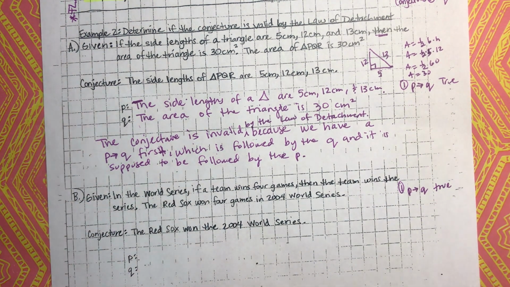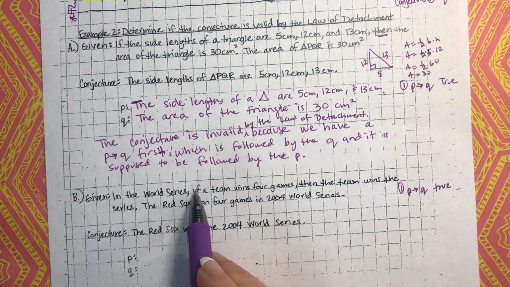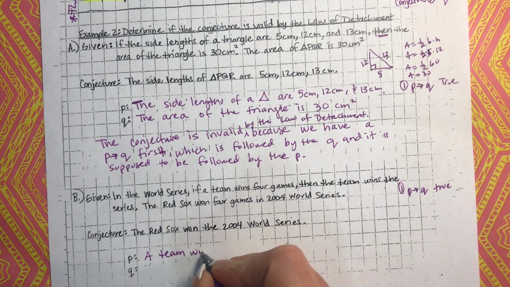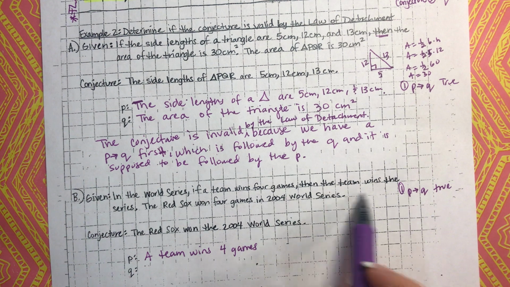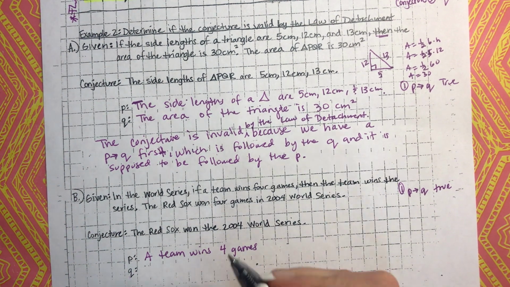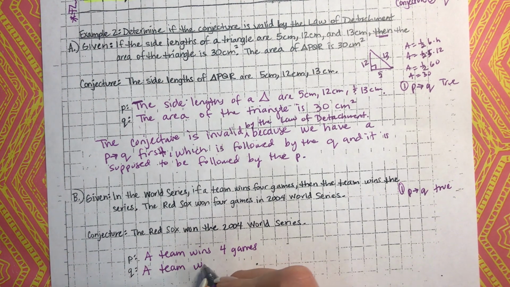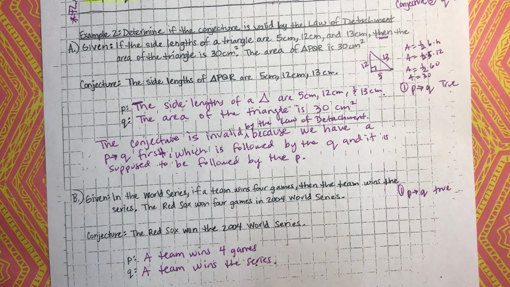conditional statement. So once we have that, we need to define our P and our Q. So if a team wins 4 games, so it's not going to be the word if, right? But a team wins 4 games, then the team wins a series. It would be a team wins the series. All right. Okay. So that's the first part. So far that looks good.